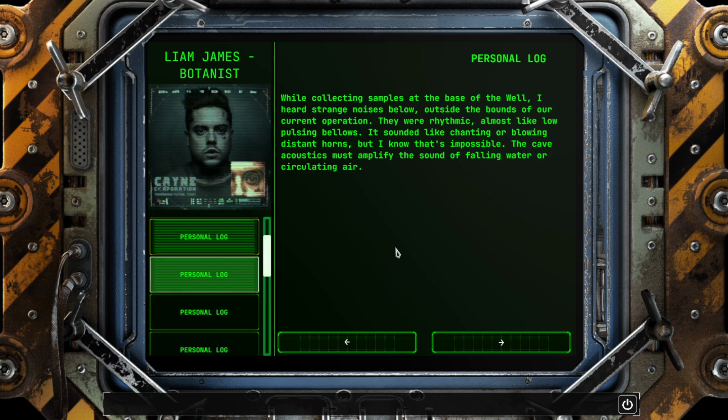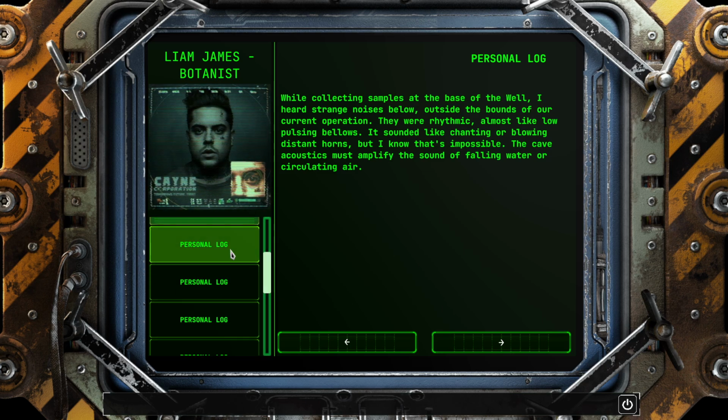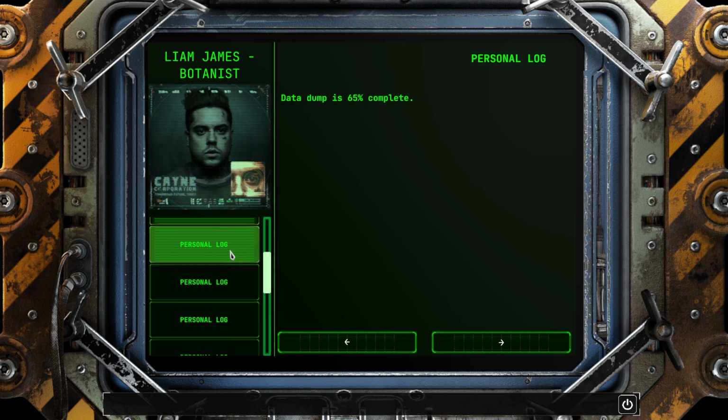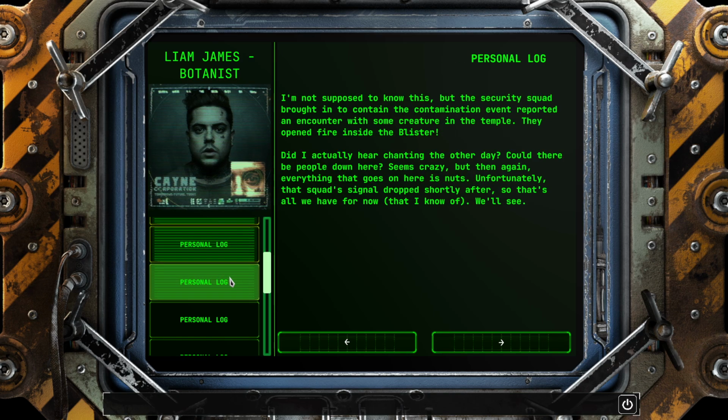While collecting samples at the base of the well, I heard some strange noises below, outside the bounds of our current operation. They were rhythmic, almost like low pulsing bellows. It sounded like chanting or blowing distant horns, but I know that's impossible. The cave acoustics must amplify the sound of falling water or circulating air. Yeah, that's probably all it was. Just some air circulating. Data dump is 65% complete.